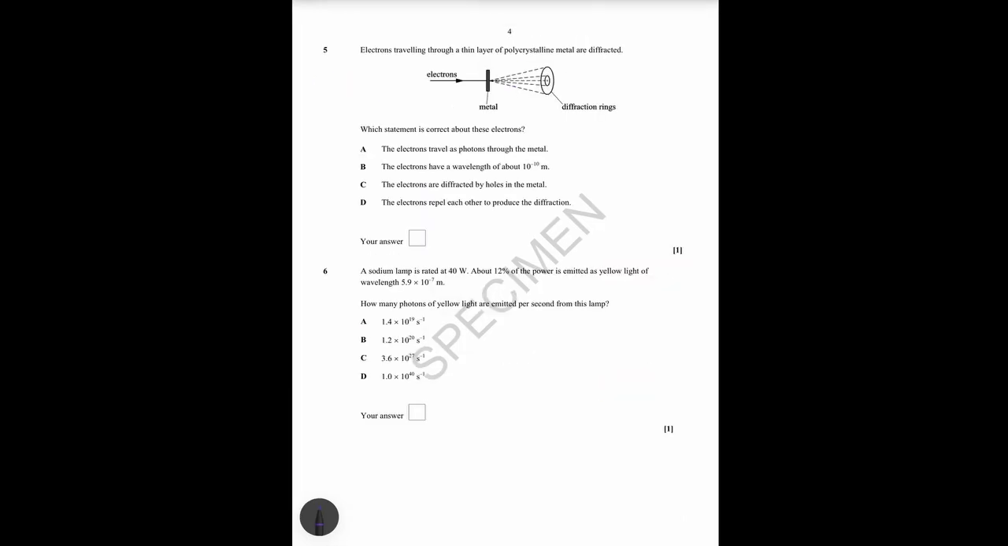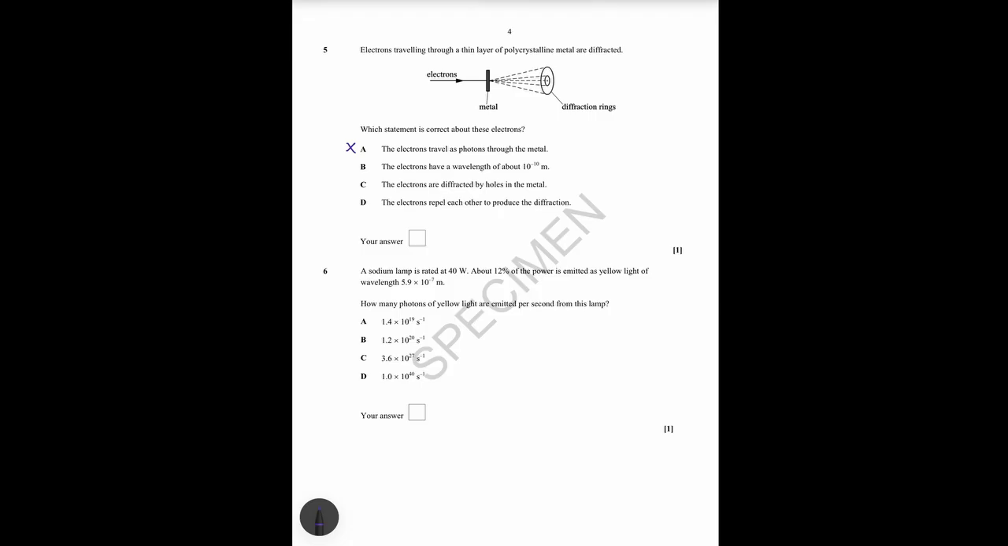Okay, so number 5, again, we're going to do the same thing, where I'm going to put a tick or cross next to each of them. Because it says which statement is correct, I'm going to hope I've only got 1 tick at the end. So the electrons travel as photons through the metal. The word there that's making me suspicious is photons; they travel as waves through the metal. So that is incorrect. I'm going to put an X next to it.